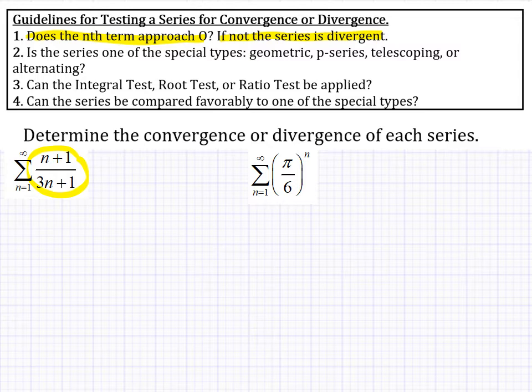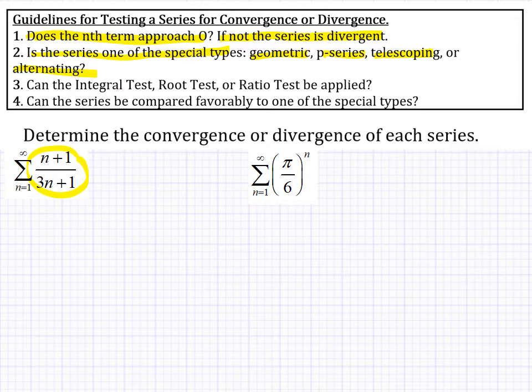Next thing we're going to look for is, do we have one of our special types of series that are easy to identify? Geometric series, p-series, telescoping series, alternating series. These are usually quick to identify, and if they are, you usually know exactly what you should be using to determine convergence or divergence.